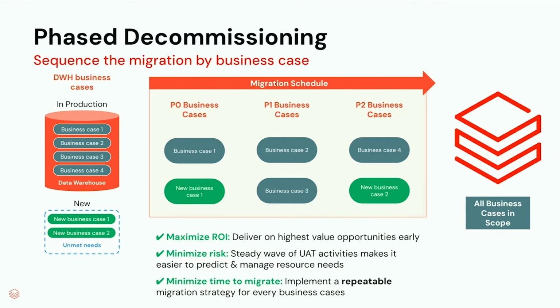For example, in this example, the new business case one can be dependent on this first business case one. By doing that, you will be able to maximize the ROI by defining the priority list. So you will deliver the highest value for your business as soon as possible. You will minimize risk because you will repeat the steps in a kind of industry process. You will migrate everything the same way.